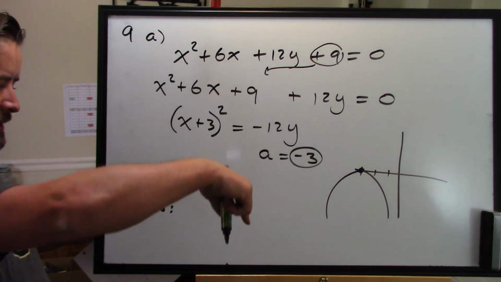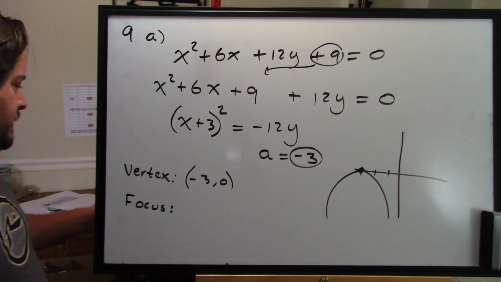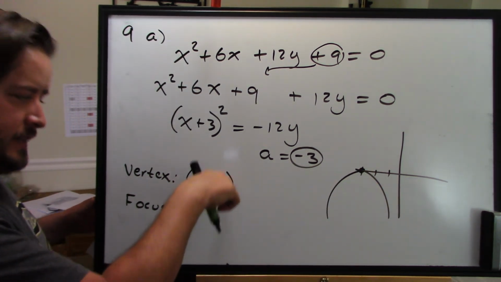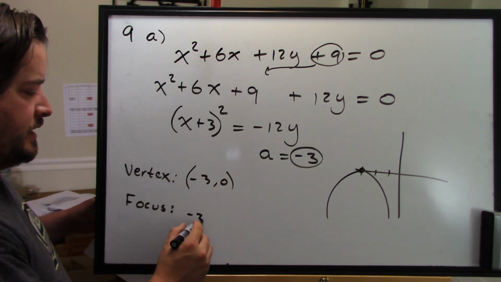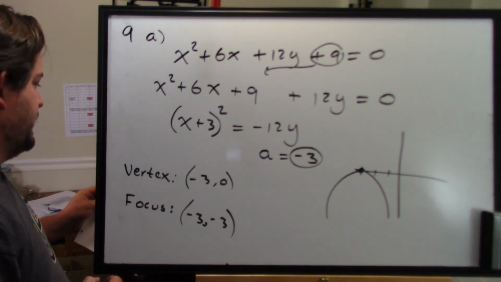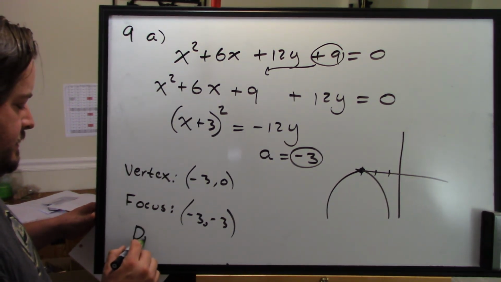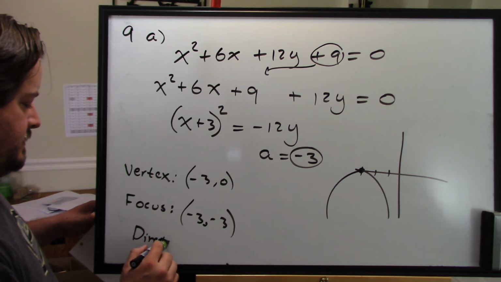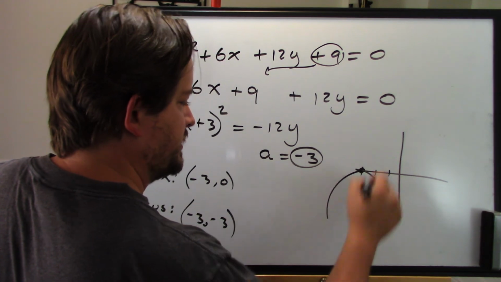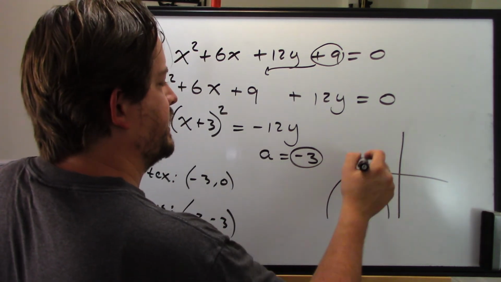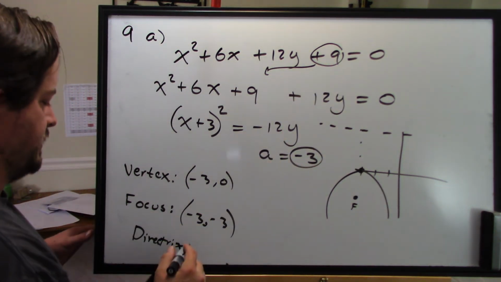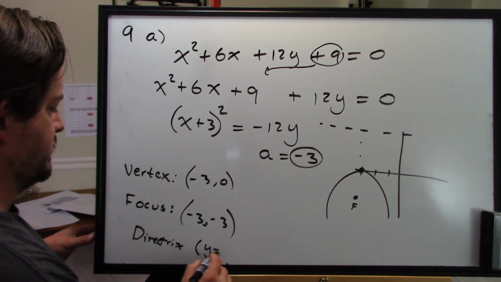And so the focus is going to be down. And so I have a focus here that's just 3 down from the vertex, and so it's just at negative 3, negative 3. And the last thing is that the directrix is that line. If my focus is 3 in to the parabola, my directrix is 3 out of the parabola, and so that is the line y equals 3.